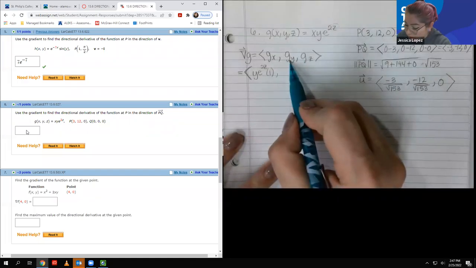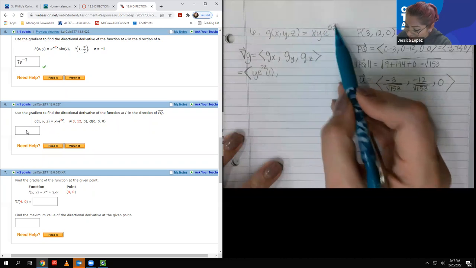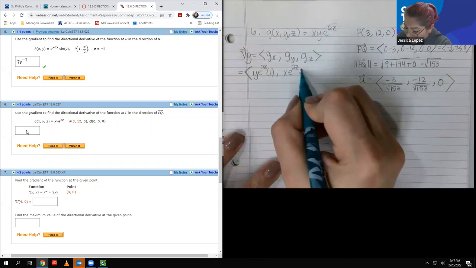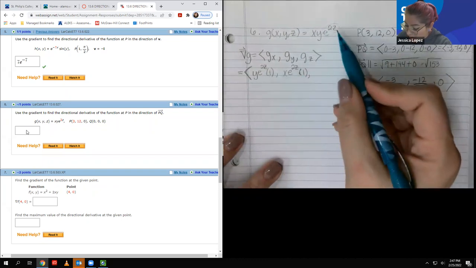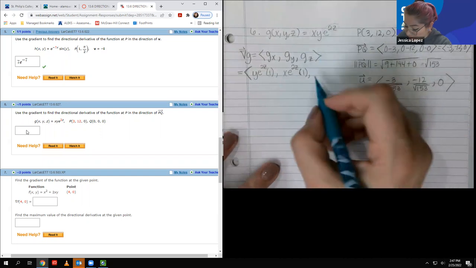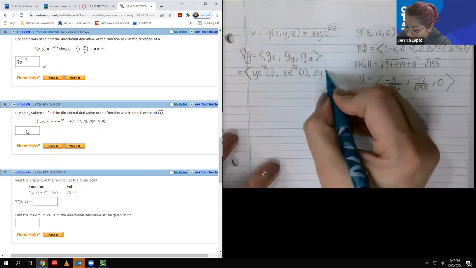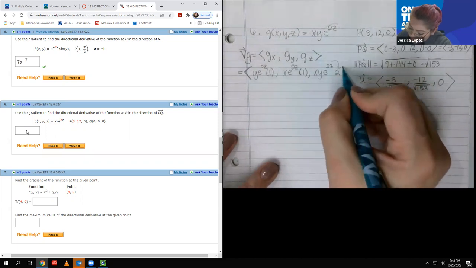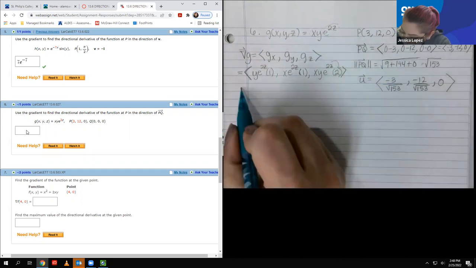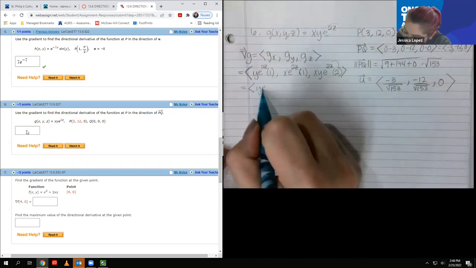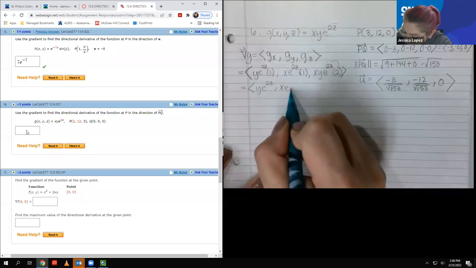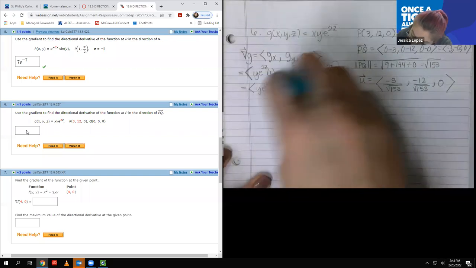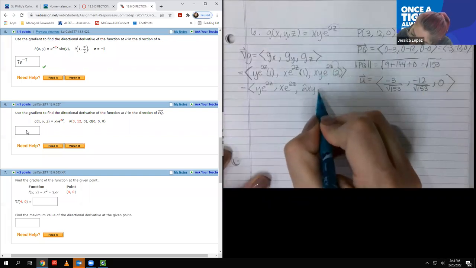So now let's do the derivative with respect to y. So these guys are going to be my constant multipliers. And then the derivative of y is just 1. And then when I do the derivative with respect to z, these are my constant multipliers. And the derivative of that is e to the 2z, and then applying the chain rule, the derivative of that is just 2. So then what do I get here completely? I get y e to the 2z, x e to the 2z, and then 2xy e to the 2z.